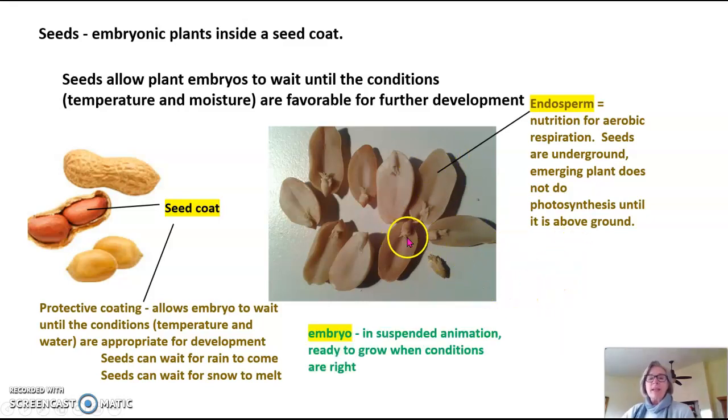The other part of the seed is the actual embryo of the plant, which you can see right here. An embryo is in suspended animation in the seeds. It's started to develop and then stopped, and it's waiting to grow until the conditions of temperature and moisture are correct. And then when it does start to grow, it will use the sugars in the endosperm and do aerobic respiration to make ATP until it grows above ground and it has access to light to do photosynthesis.